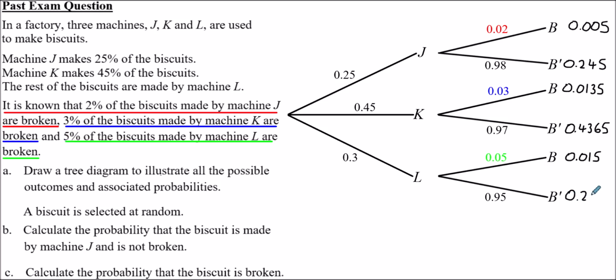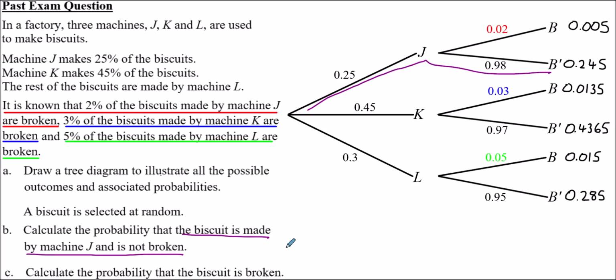So we've done part A now, we've done the tree diagram and every single associated probability. For part B next, we're told that a biscuit is selected at random, and we have to calculate the probability that the biscuit is made by machine J and is not broken. So made by J and not broken. And so we're after this route here. So we go down this route here. So made by J and not broken, that's going to be 0.245.